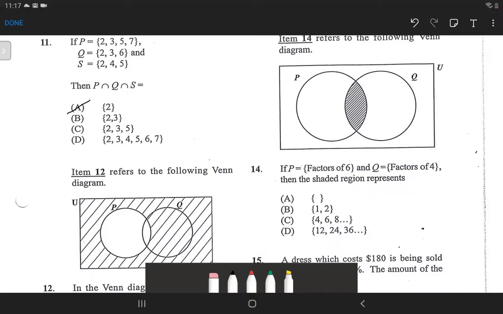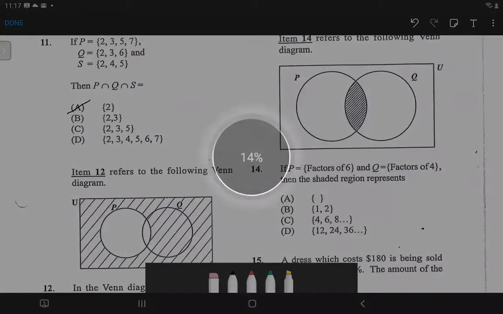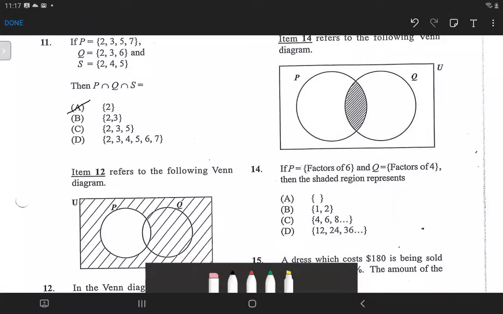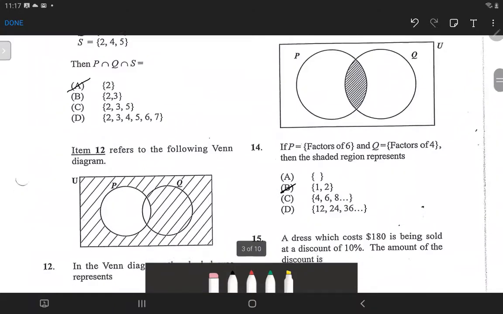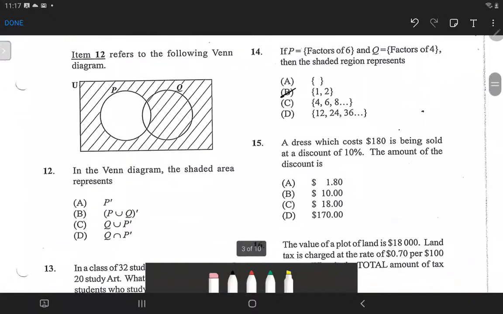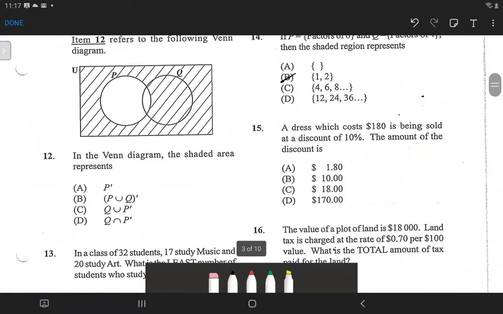The shaded portion. So if P is the factors of 6 and Q is the factors of 4, the factors of 6 are 1, 2, 3, and 6. Factors of 4 is 1, 2, and 4. So that means the intersection has to be 1 and 2. Item 12 refers to the following diagram. We have the shaded region as P complement, that is everything outside of P.